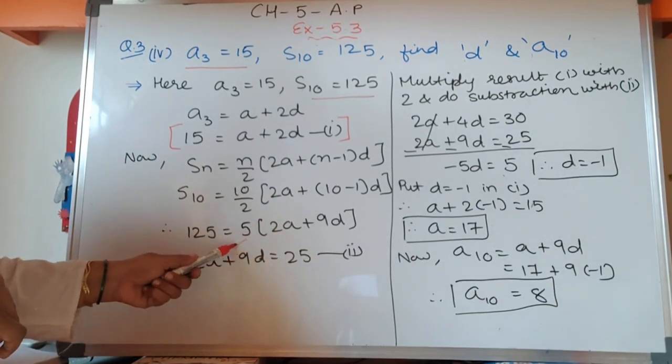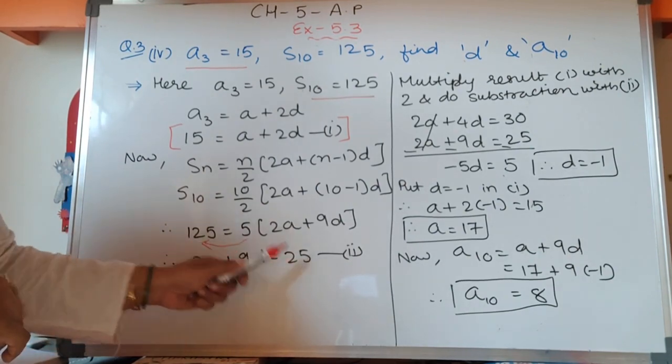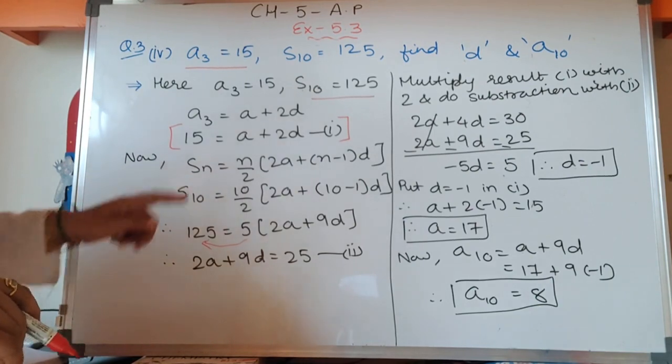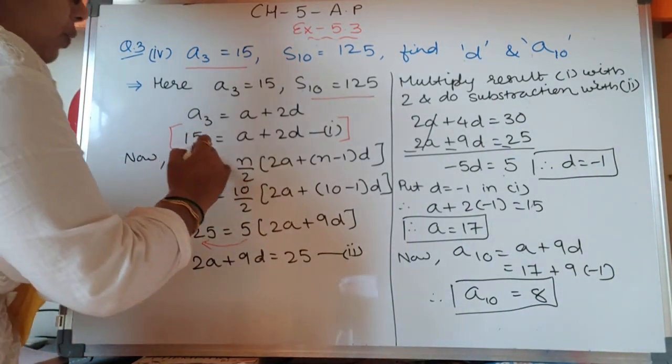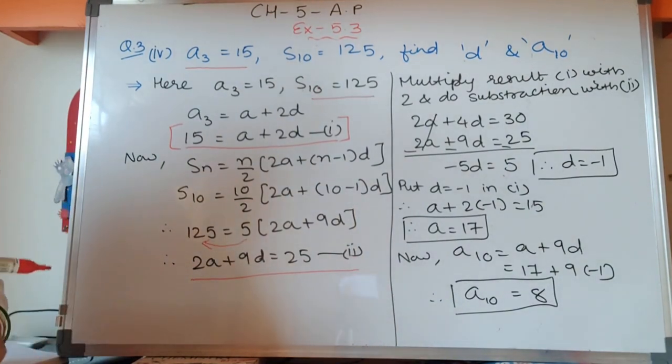Now this 5 goes to the other side. So I will get 2a plus 9d is equal to 25. Now we have to use these two equations, equation 1 and equation 2. We will do the elimination method.